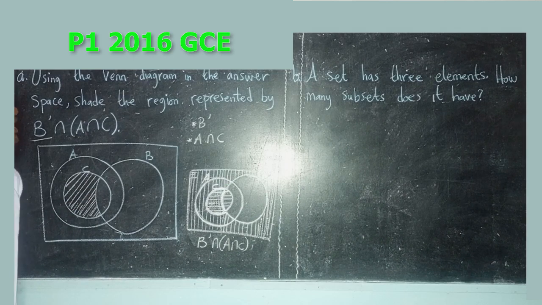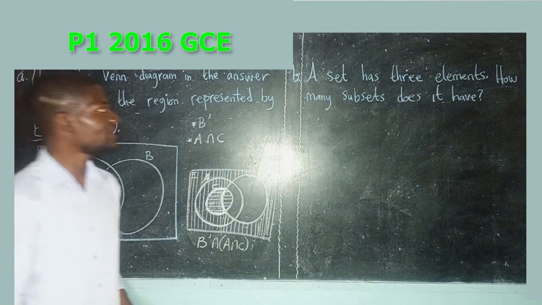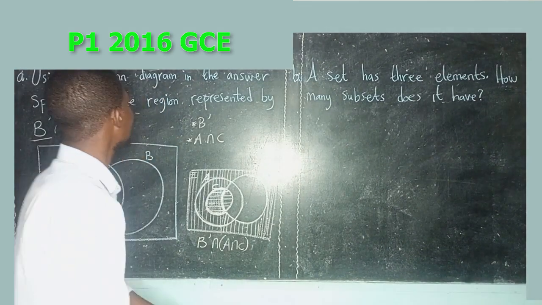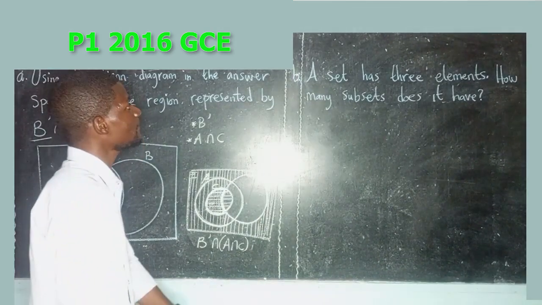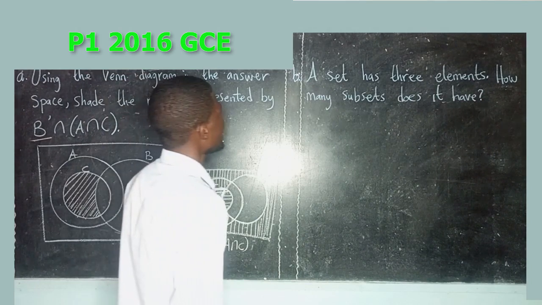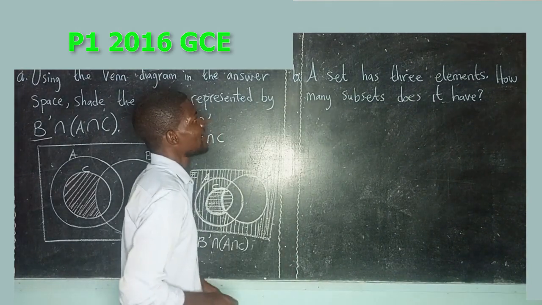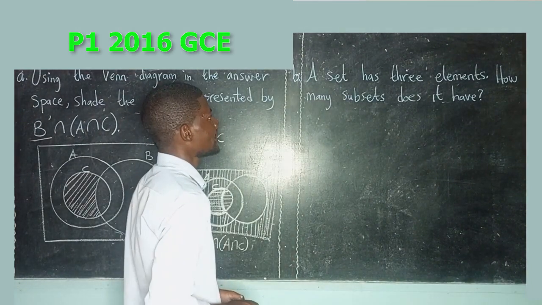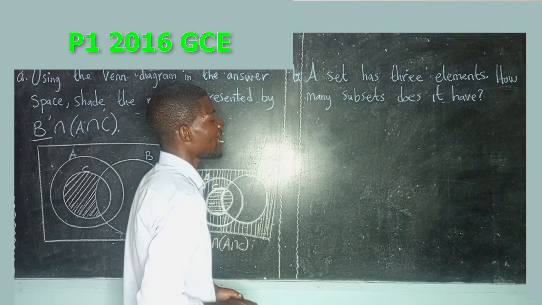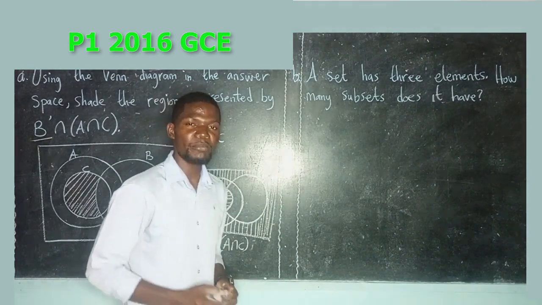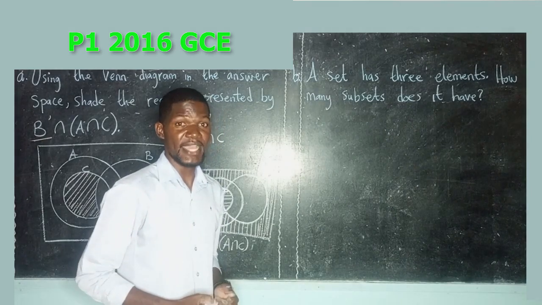Now let's go to our second part of the sets question that came in the GCE paper 1 2016. This question says, question 2, a set has 3 elements. How many subsets does it have?